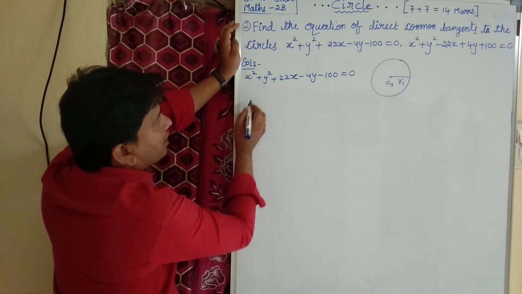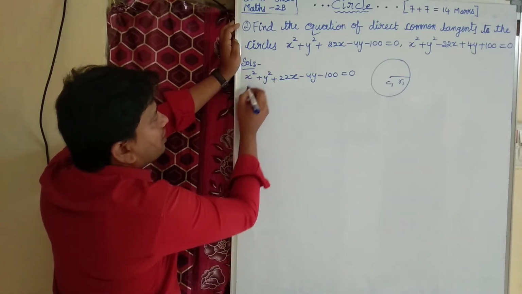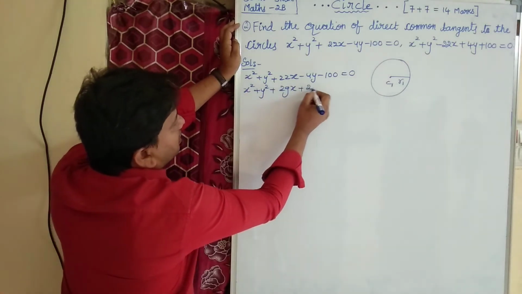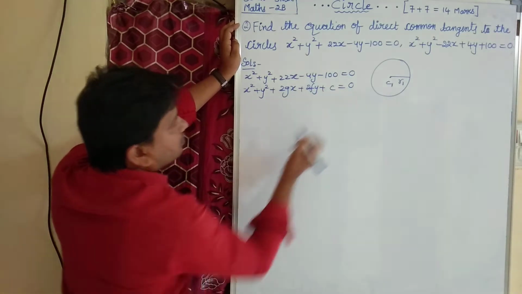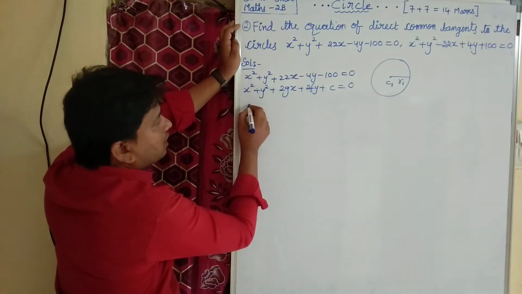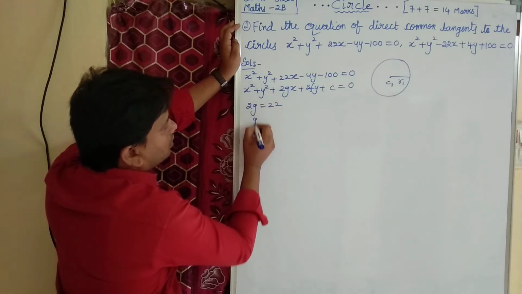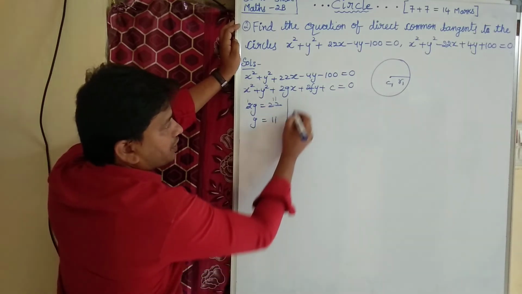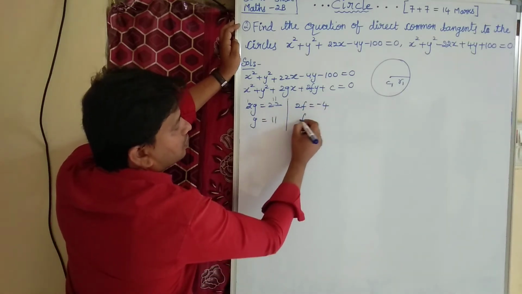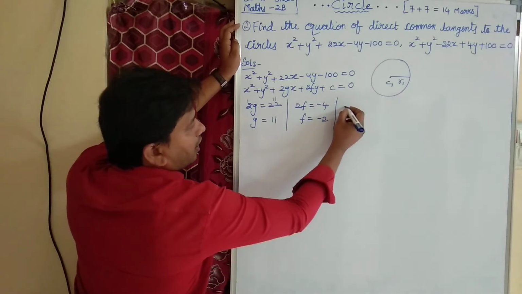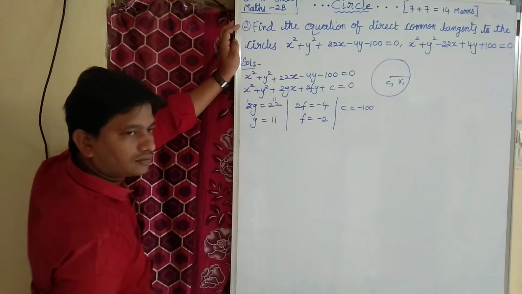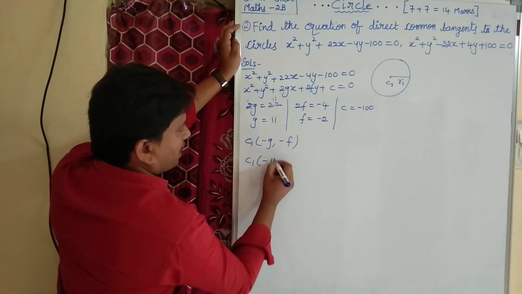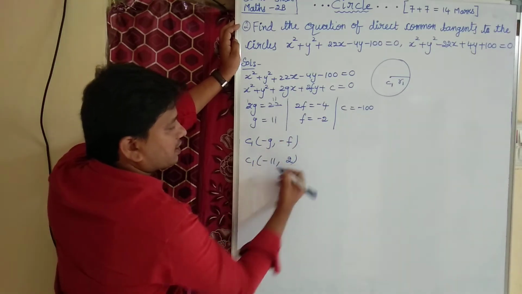So if you compare the given equation of the circle with the standard form x square plus y square plus 2gx plus 2fy plus c equal to 0, what is the value of 2g? 2g value is 22, so g value is 11. Next, 2f value is minus 4, so f equal to minus 2, and c equal to minus 100. Center we call it as minus g comma minus f, that is minus 11 comma 2, minus into minus is plus.